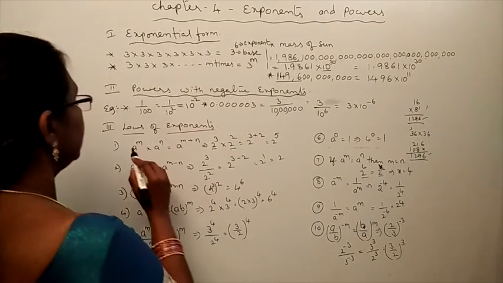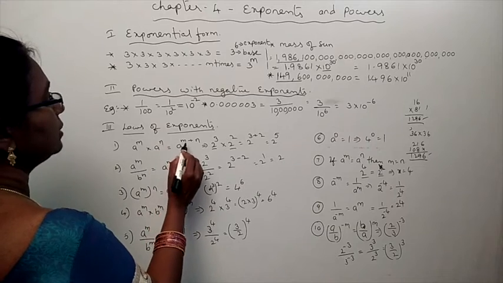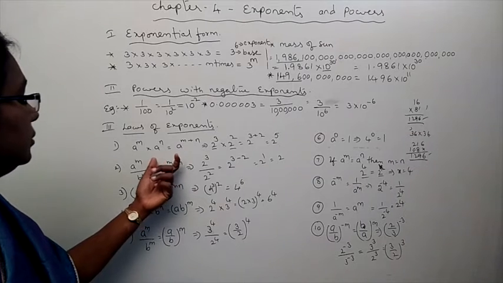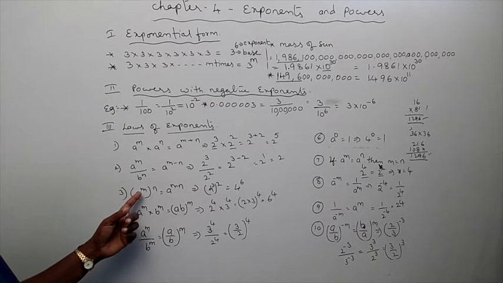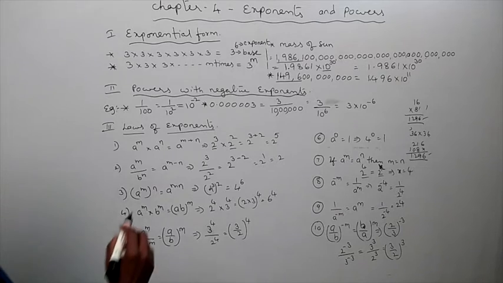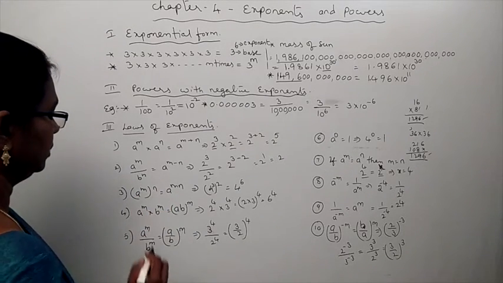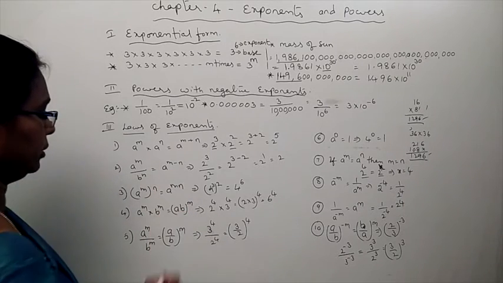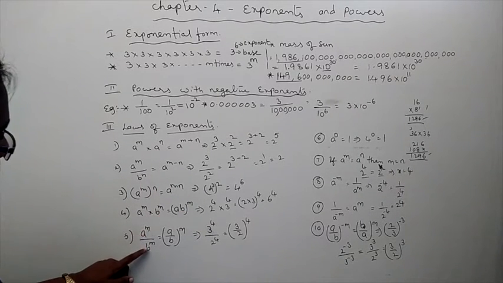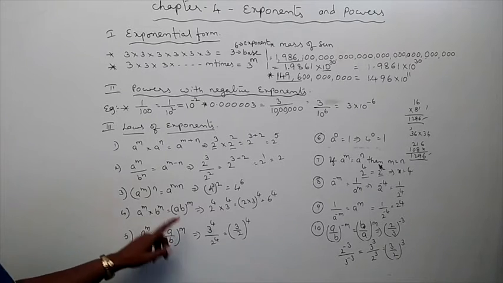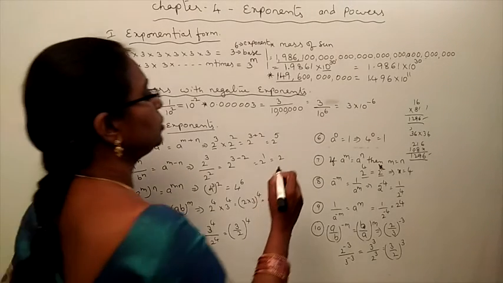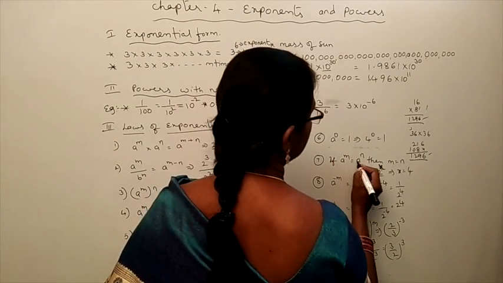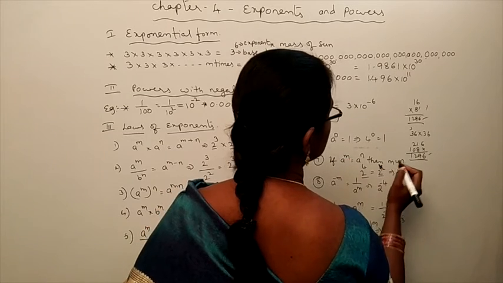What are the laws? A to the power of m into a to the power of n is a to the power of m plus n. If division, the powers should subtract. A to the power of m whole to the power of n is equal to a to the power of m into n. A to the power of m into b to the power of m is equal to ab whole to the power of m. A to the power of m by b to the power of m is equal to a by b whole to the power of m. Anything to the power 0 is equal to 1. If a to the power of m is equal to a to the power of n, then m is equal to n.